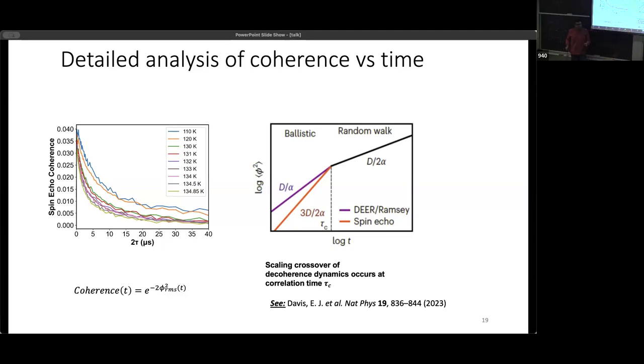And so if you really want to see the slowing down of the fluctuations, you want to look at the data plotted in this particular way, and you want to look at this coherence time, this correlation time, and see how it changes as you get close to the phase transition.